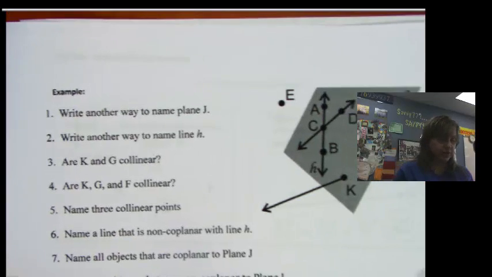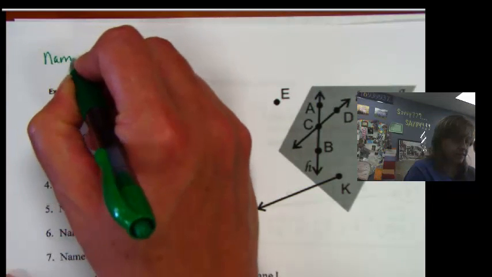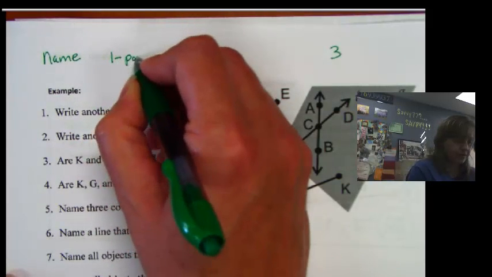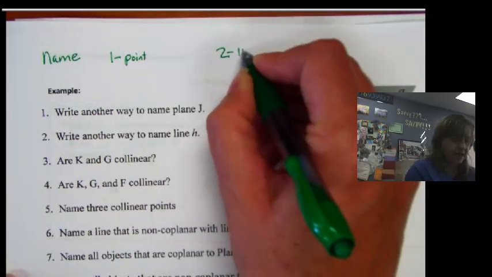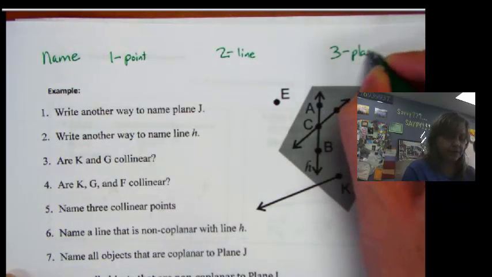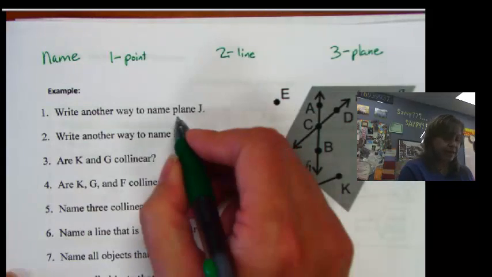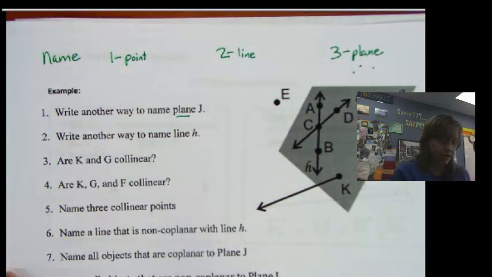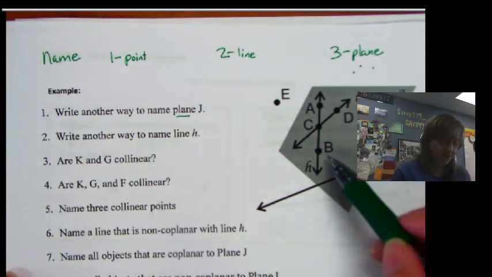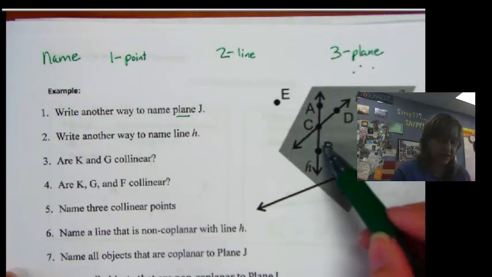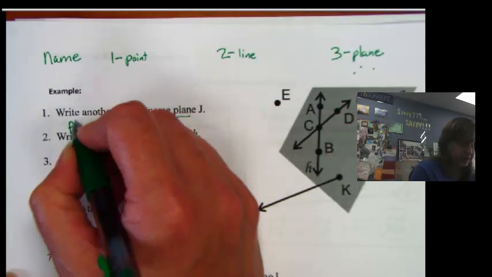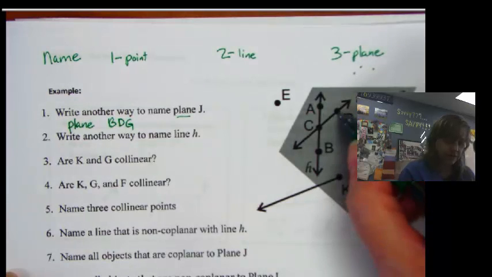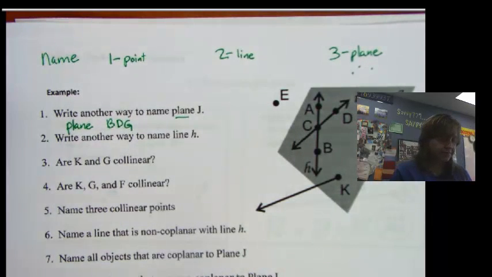And before we do, I'm going to write this little reminder to name these things. It's 1, 2, 3. 1 point names a point, 2 points names a line, 3 points names a plane. So in this case, we're asked to name plane J. So I'm going to look for 3 points in some non-collinear triangular kind of pattern. Let's see what I can find. Of course, they have to be in the plane. So how about, here's one, B, D, G. I could name those 3 points to name the plane. And I would just write plane B, D, G. As I see them here, here, and here. Not all in the same line.